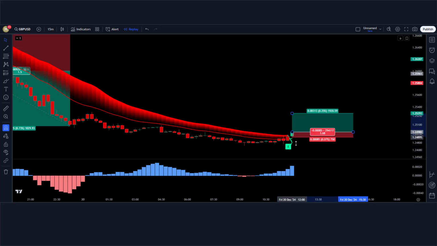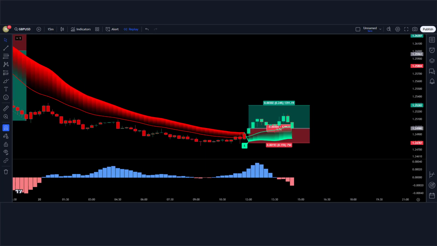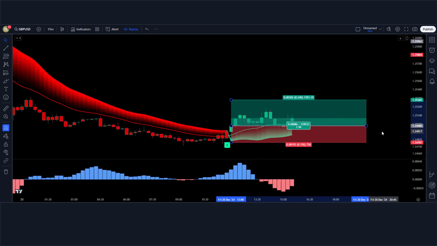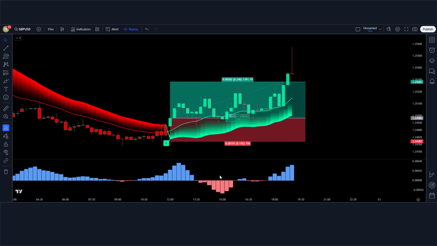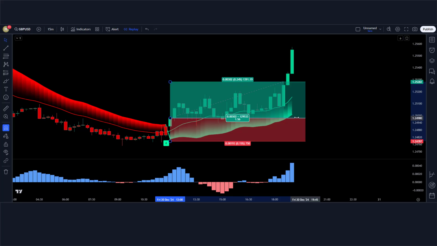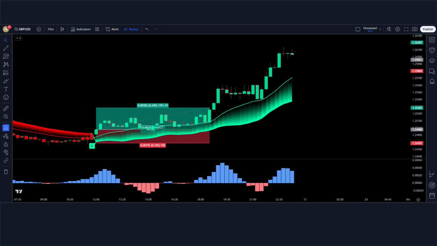Our stop loss will be placed below this plot line. And the risk to reward ratio will be 1:1.5. Let's see what happens to our trade. Our trade is running in profit. We have won the trade. Wait for the next signal.